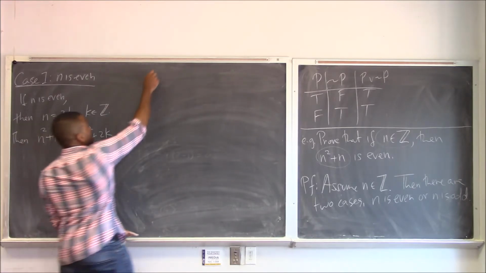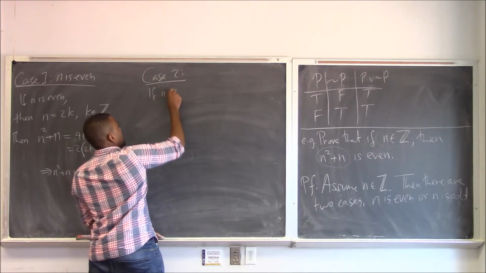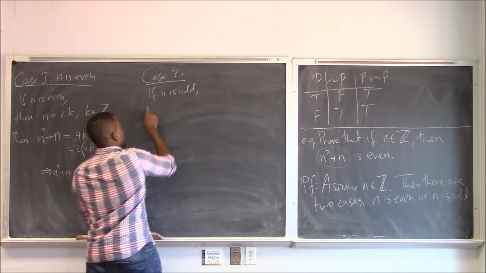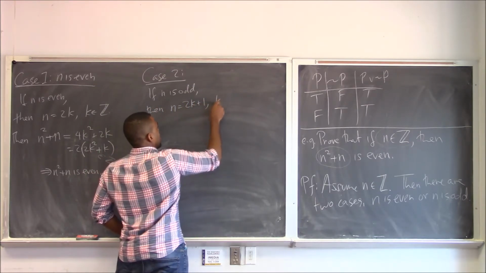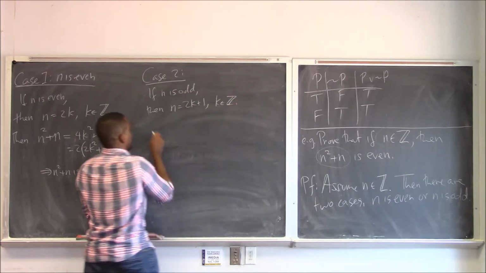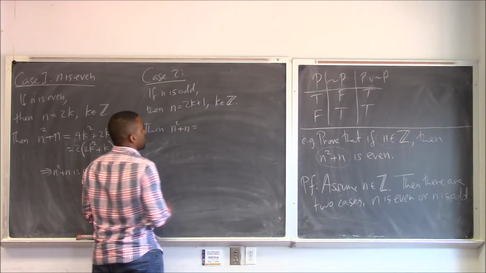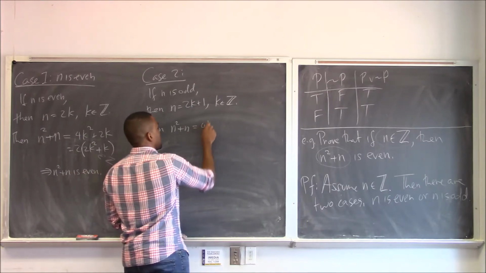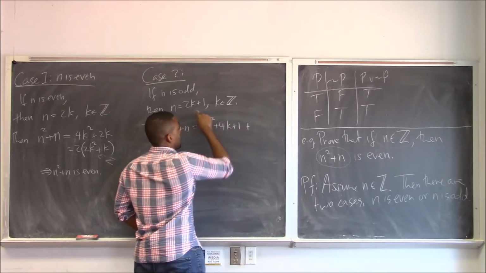Then I do the next case, case 2. If n is odd, then n is equal to 2k plus 1 for some integer k. Then n squared plus n would be equal to, I'm going to square this, plus that.